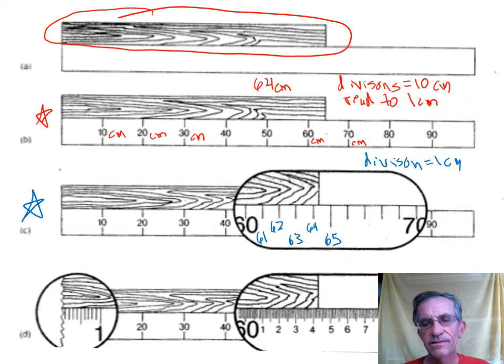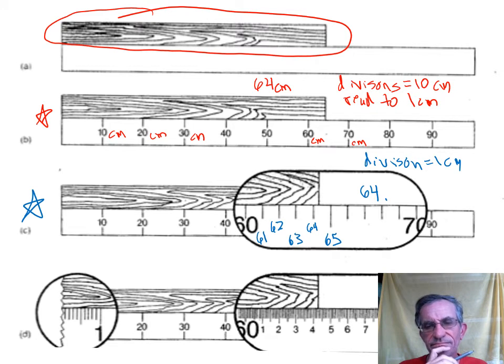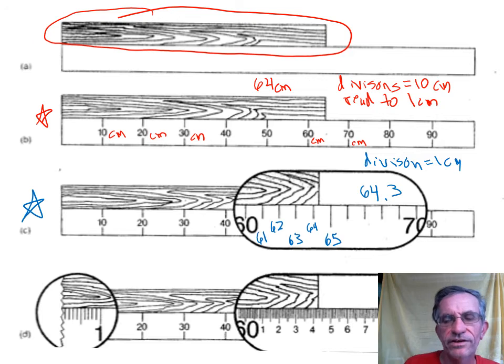So when I read this ruler, I know for sure that this piece of wood is somewhere between 64 and 65. So for sure, it's 64 something. Now, I'm going to write down the something. I'm going to guess what that something is. 64 for sure. My guess, yeah, it's a little closer to 64 than 65, isn't it? 64 point, I don't know, maybe 3. 64.3. All right, so that would be my reading this time.